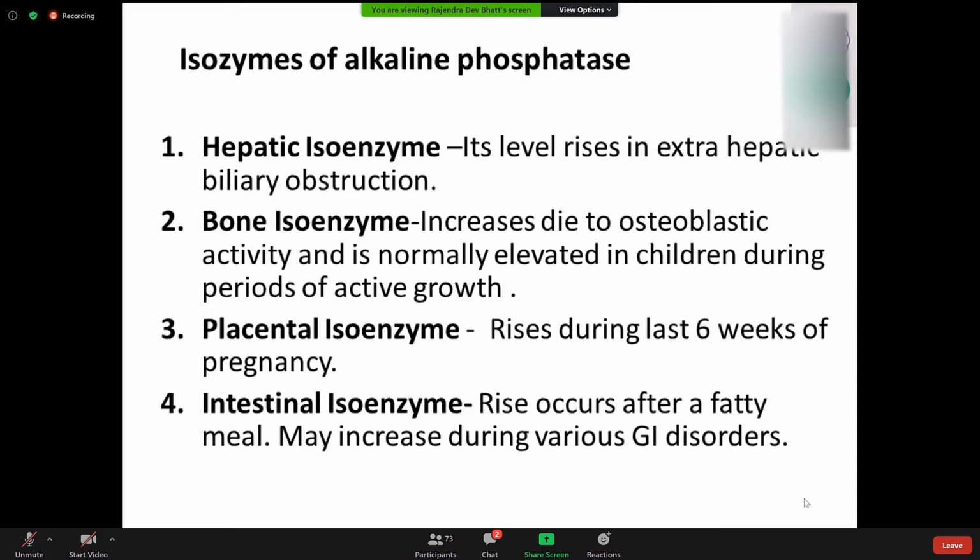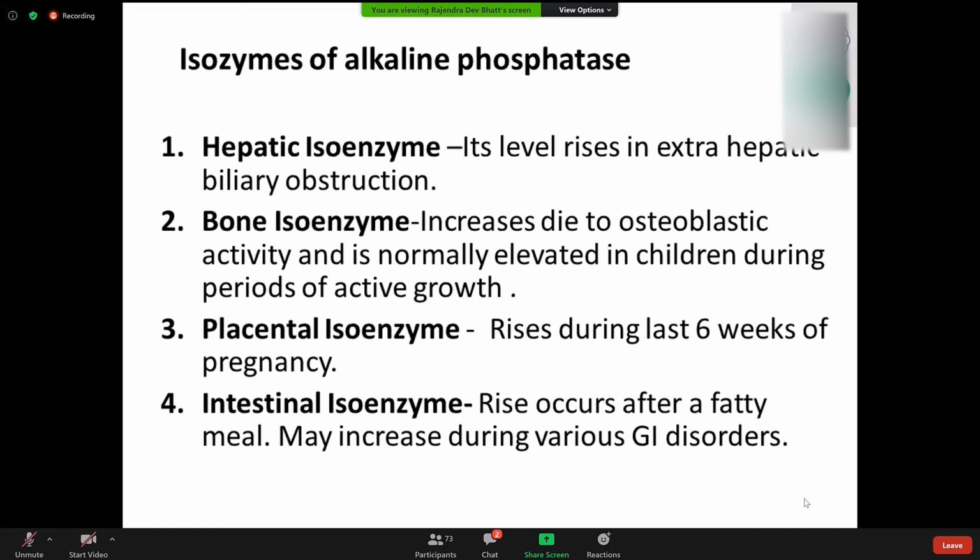And some isoenzymes of alkaline phosphatase: the hepatic isoenzyme level rises in extrahepatic biliary obstruction, if there is obstructive jaundice or obstruction due to some tumor or something like that. Bone isoenzymes increase due to osteoblastic activity and are normally elevated in children during periods of active growth. That means they are increased in young children and especially when these osteoblastic cells are decaying in old age. Similarly, placenta isoenzyme rises during the last 6 weeks of pregnancy, and intestinal isoenzymes rise after a fatty meal, and may increase during various GI disorders.